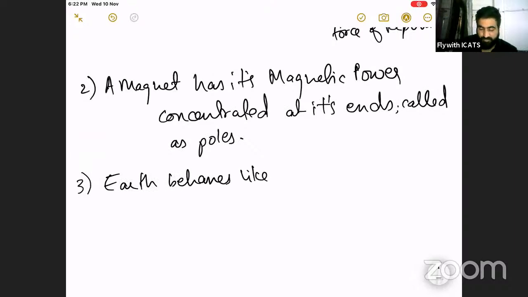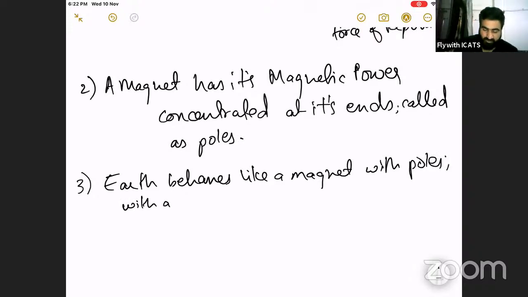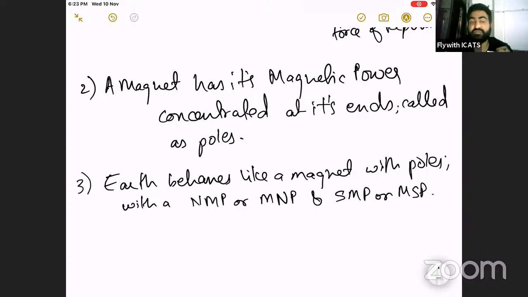Earth behaves like a magnet with poles, with a north magnetic pole, or we also call it magnetic north pole, and south magnetic pole, which you can also call magnetic south pole. It comes to abbreviations. Generally, you will not see NMP and SMP in abbreviations. You'll always see MNP and MSP as abbreviations. But this is just for you to understand. You can write the whole words.